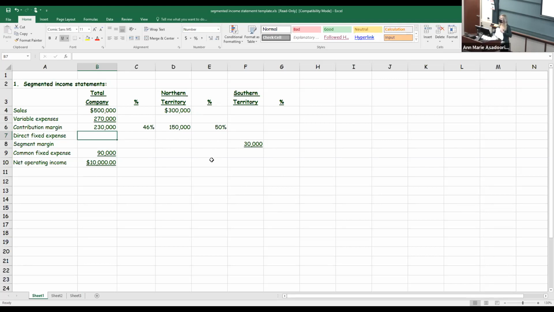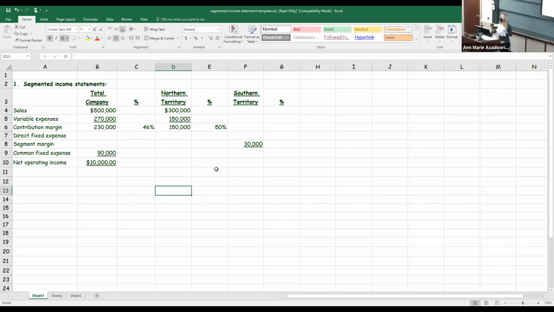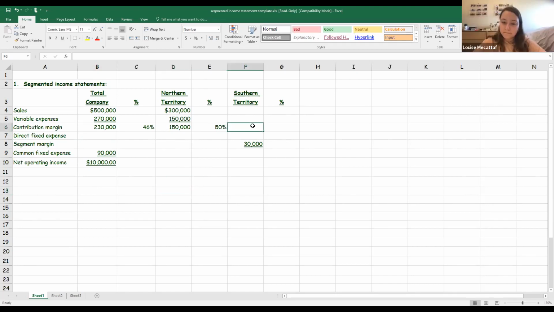Annabelle, the variable expenses for Northern Territory is 150,000. Okay, perfect. Matthew? I was going to say the exact same thing that she did. Okay, Louise? Would the Southern Territory contribution margin be 120,000? All right, so you're going this way, right? Yeah. Okay, yep, so you can do that.